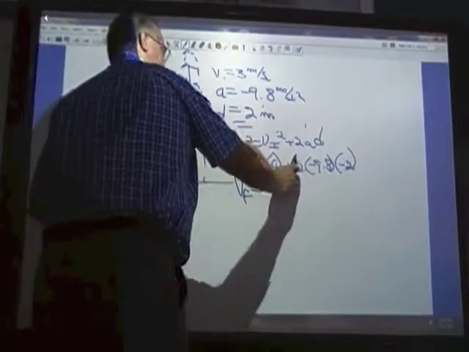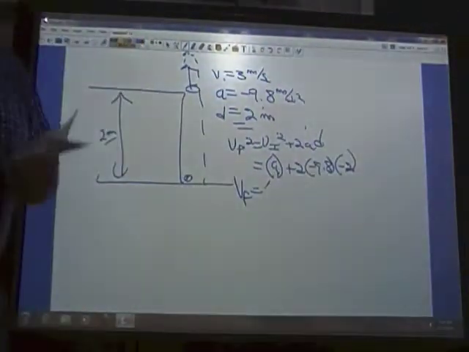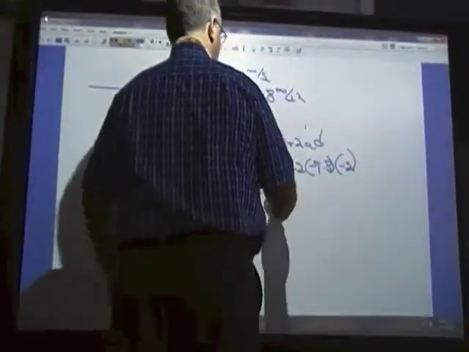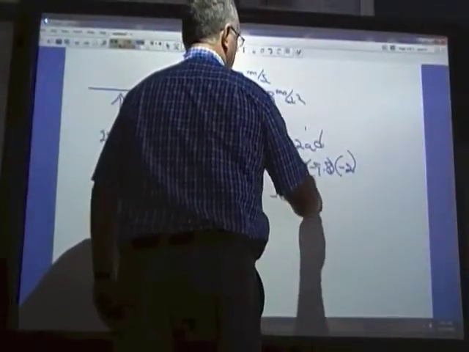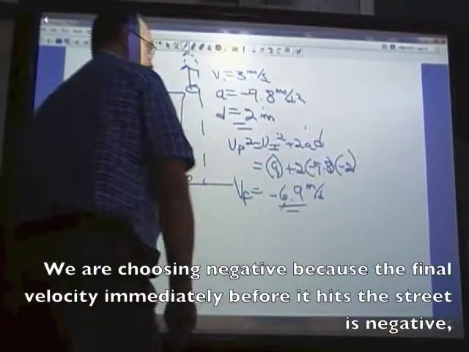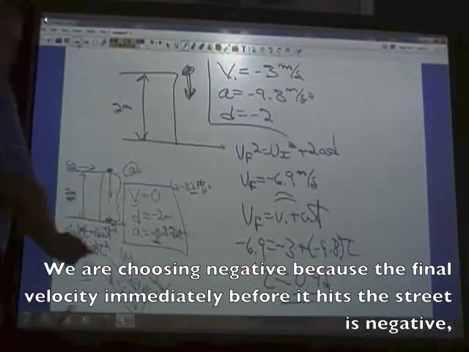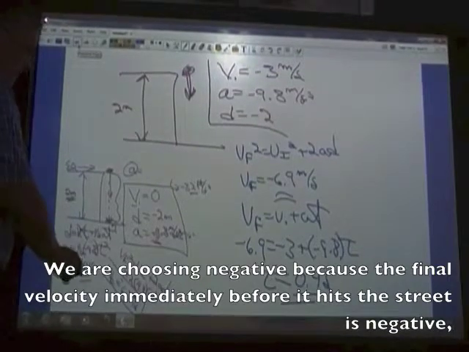You're going to wind up with the square root of a positive number. Which one are we going to choose? We're going to choose the negative. So the velocity right before it hits the deck, minus 6.9 meters per second. Same as the first one we did previously.